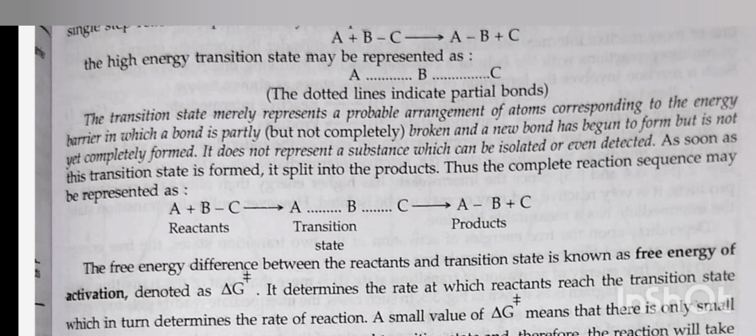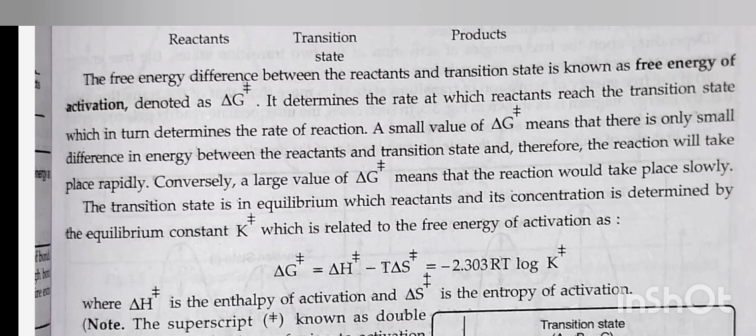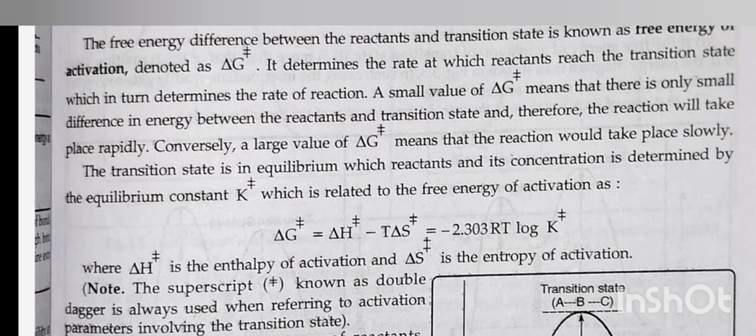As soon as this transition state is formed, it splits into the product. Thus the complete reaction sequence may be represented as shown. The free energy difference between the reactant and transition state is known as free energy of activation, denoted by del G double dagger. It determines the rate at which reactants reach the transition state, which in turn determines the rate of a reaction. A small value of del G double dagger means that there is only a small difference in energy between the reactant and transition state, and therefore the reaction will take place rapidly. Conversely, a large value of del G double dagger means that the reaction would take place slowly.